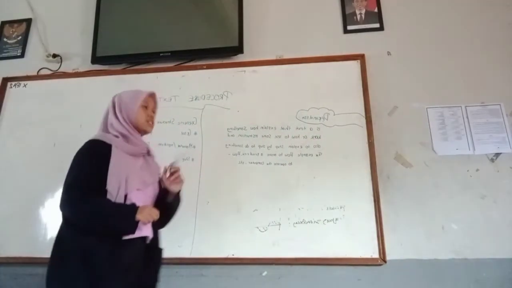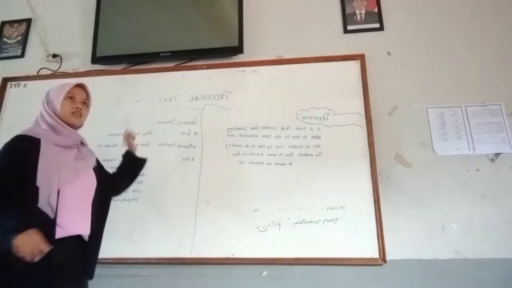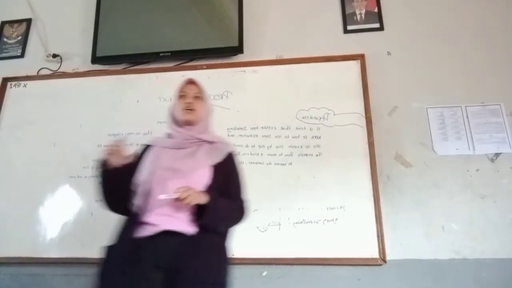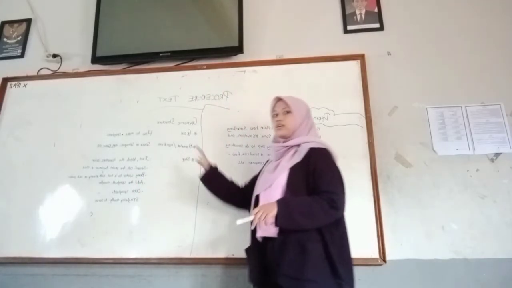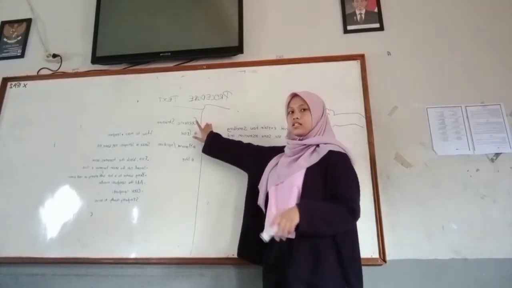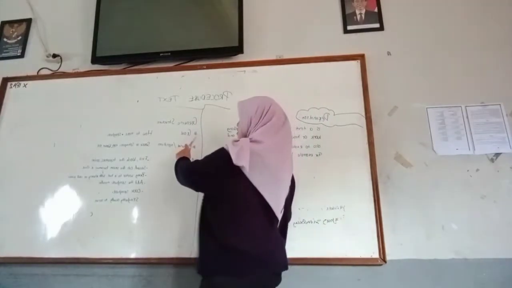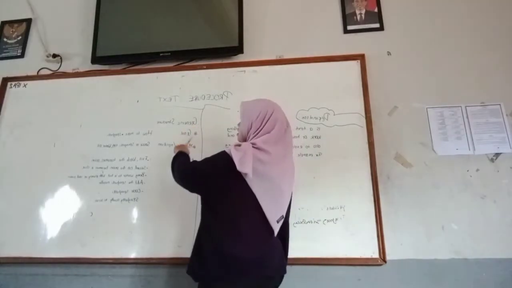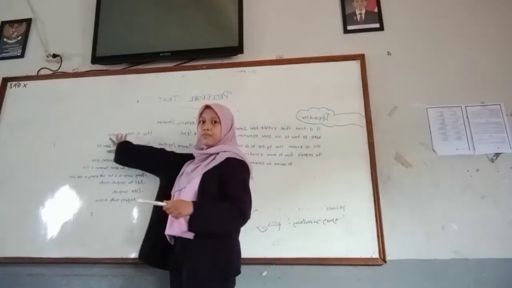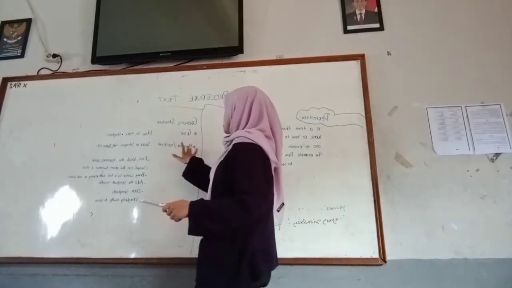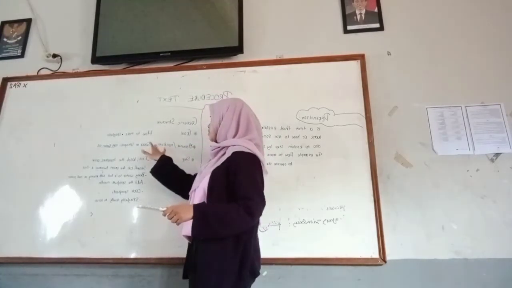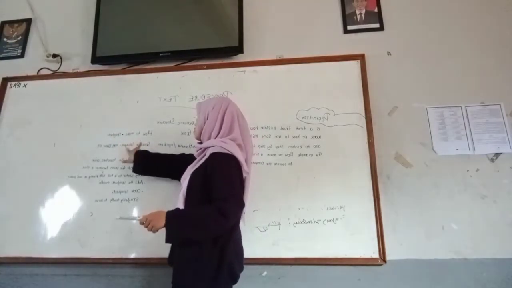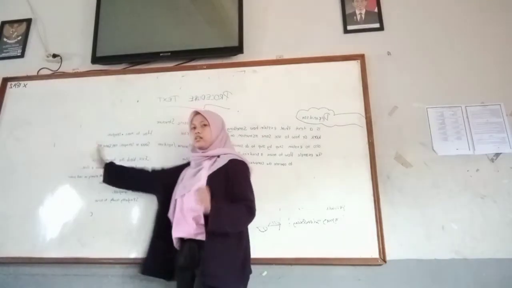The next is generic structure. Like other texts in English, the procedure text also has a generic structure. The generic structure of the procedure text is, the first, goal. Goal is tujuan. The goal of the procedure text, in here, is how to make spaghetti. And second is the material or ingredients. The materials for how to make spaghetti are spaghetti sauce, egg, water, oil, and so on.